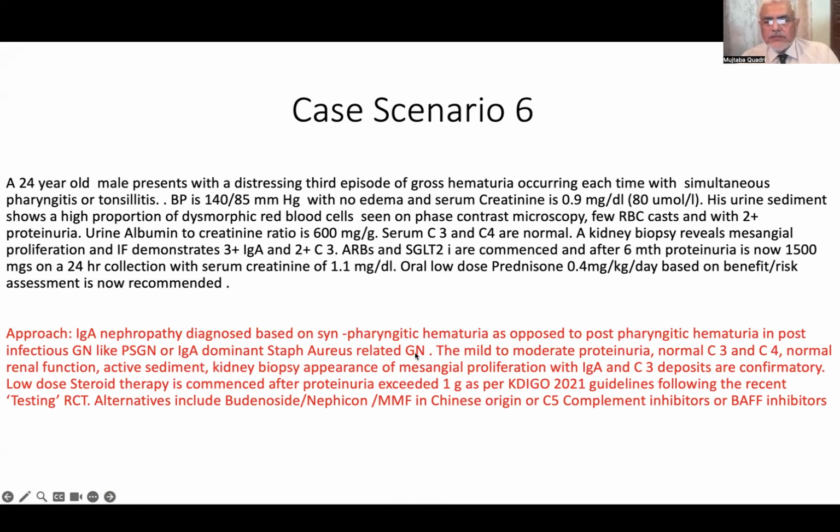IgA nephropathy, based on synpharyngitic hematuria as opposed to postpharyngitic, and the mild to moderate proteinuria, normal C3, C4, active sediment. Kidney biopsy showing mesangial proliferation with IgA and C3 are all confirmatory. You can use either low-dose steroid as was done, or you can use budesonide for local Peyer's patches related suppression, or based on the 4-hit hypothesis, you can go with MMF along with that in the Chinese population, or you can use the C5 complement inhibitors or the BAFF inhibitors as they're becoming more popular, besides the SGLT2 inhibitors.